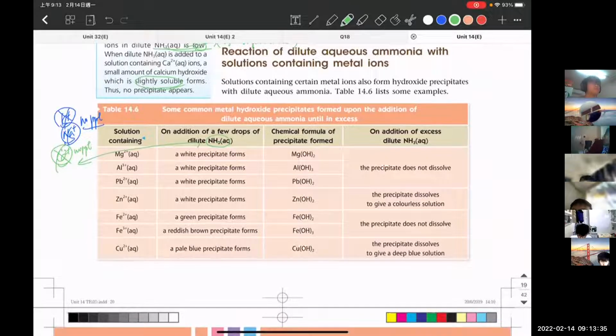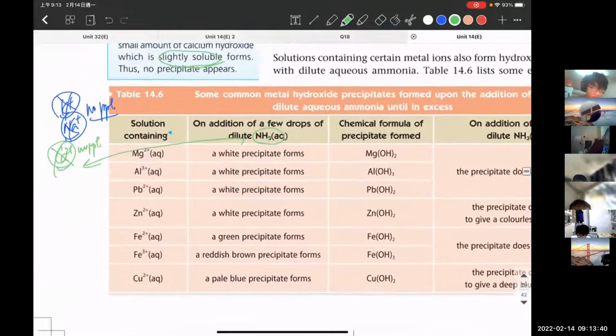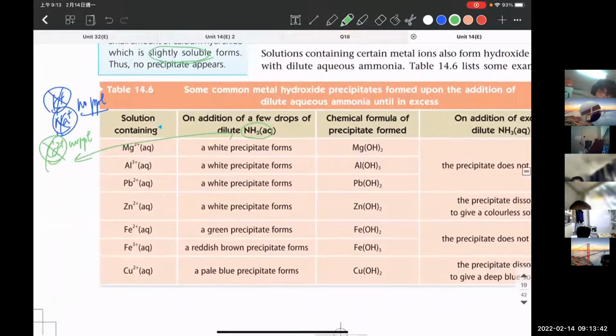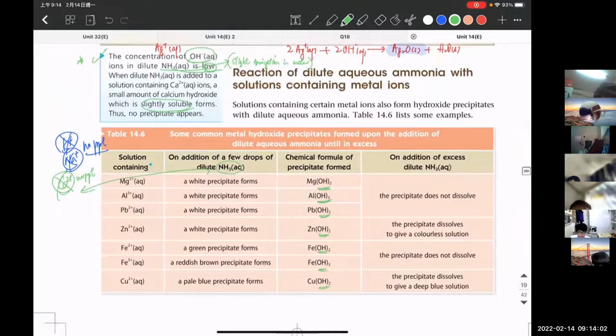So what is the hidden message? Indeed, if you want to talk about the addition of a few drops of ammonia solution into some other metal ions, the precipitate is also formed because of the reaction between metal ions and hydroxide. How will you get the hydroxide? The hydroxide comes from the ionization of ammonia in water. All of you, please mark it down.